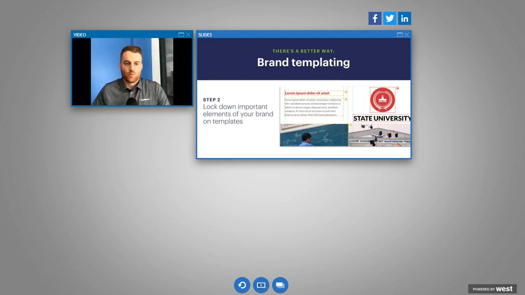Okay, next step in brand templating is to be able to lock down important elements of your brand on those templates to ensure consistency. So if you have a flyer, for example, you've created a flyer template. If they don't need to customize the logo, which rarely do they need to be able to customize the logo, you don't want them to be able to turn it pink or stretch it or do whatever. So lock it down. You lock it down so they can't change it. If you want them to be able to update copy, but you want to enforce your brand fonts and colors, do so. Lock it down.